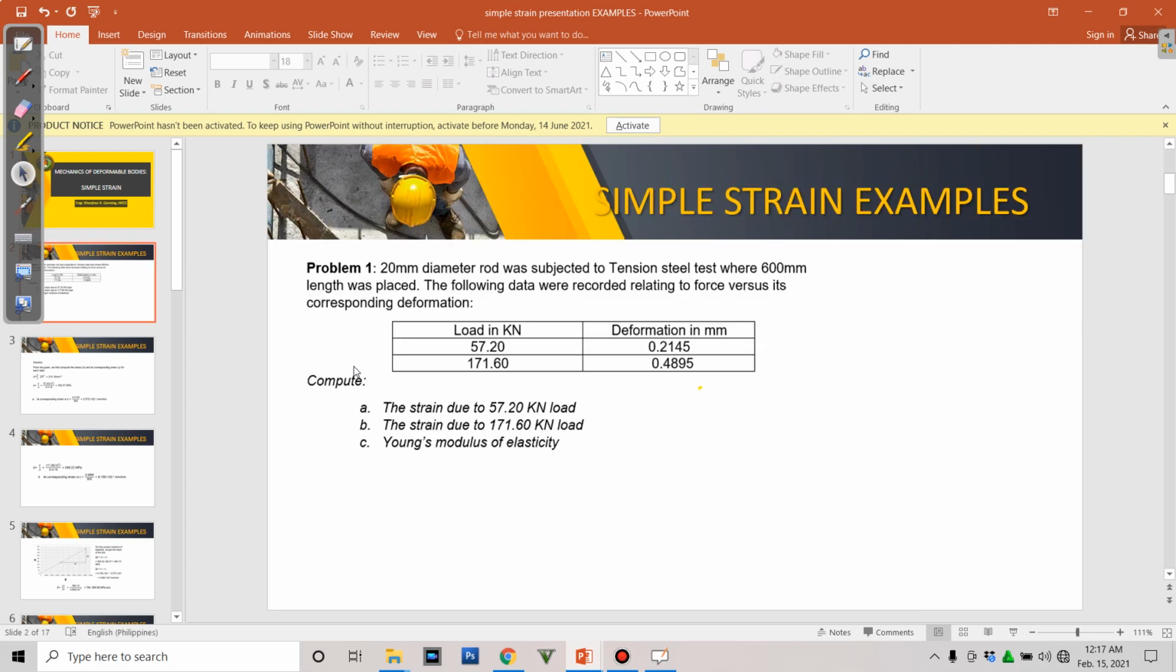For the first problem, we have a 20mm diameter rod that was subjected to a tension steel test where a 600mm length was placed. The following data were recorded relating to force versus its corresponding deformation. This is load in kilonewton, deformation in millimeters.